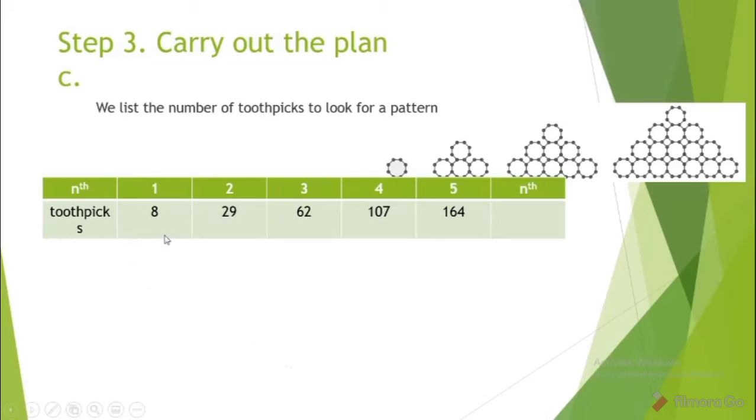Now, C. So, we are asked to know how many toothpicks are used in the 30th figure, if I remember. So, we first list and look for a pattern. So, figure 1 has 8 toothpicks. Figure 2 has 29. Figure 3 has 62. And figure 4 has 107 toothpicks.